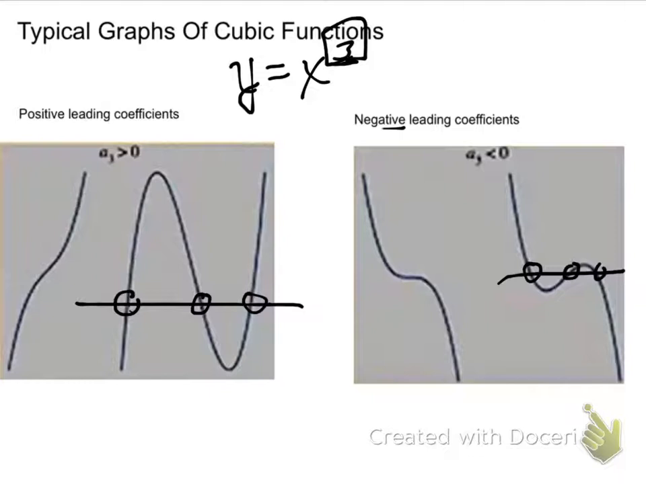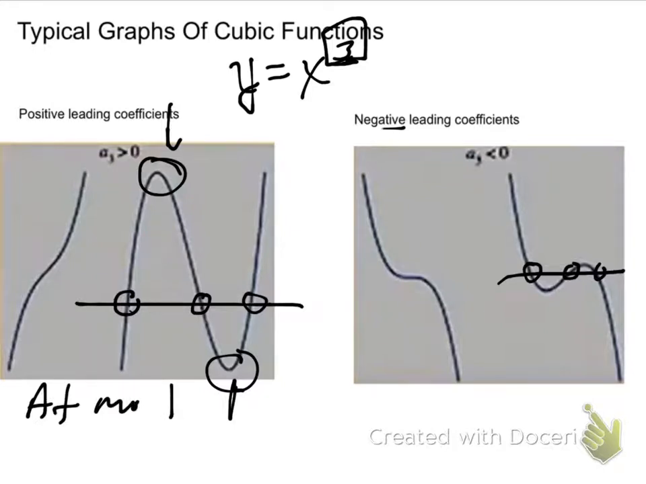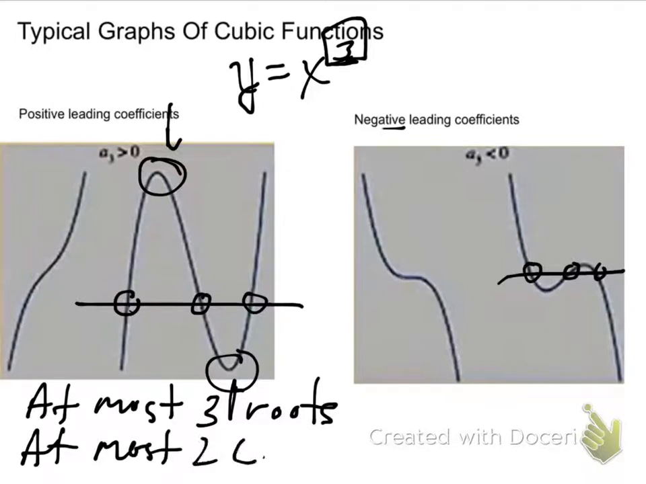Now, how does the degree or the roots relate to the local extrema? Well, here I have a local maximum, here I have a local minimum. So I have at most 3 roots, and that gives me at most 2 local extrema.